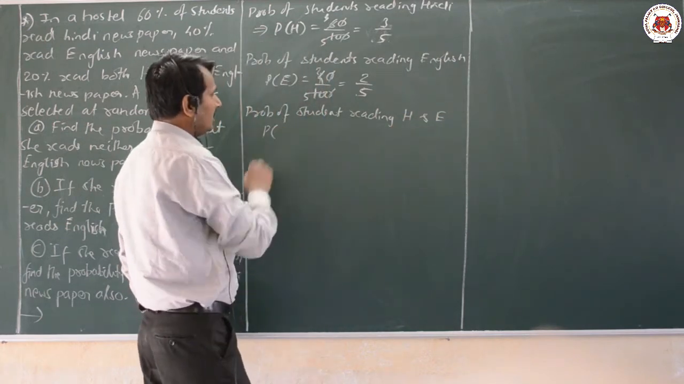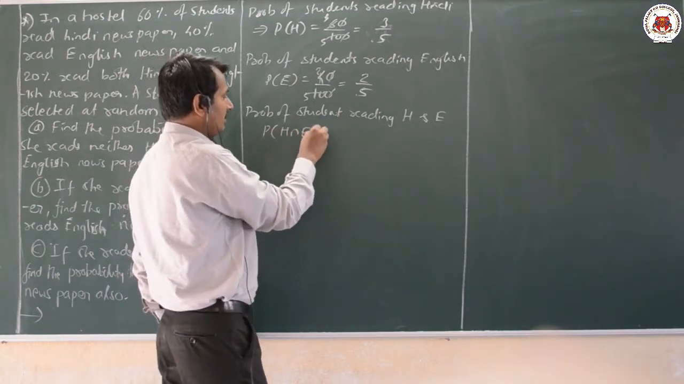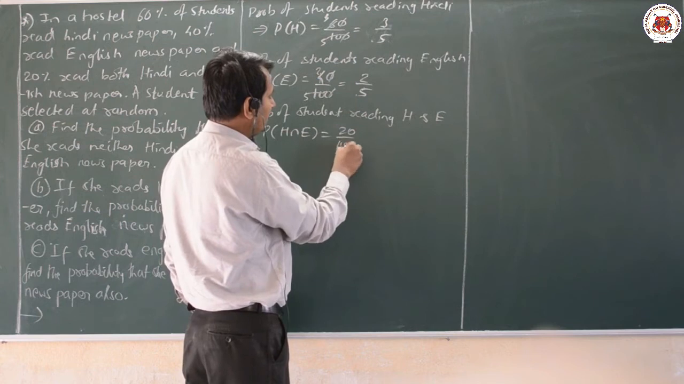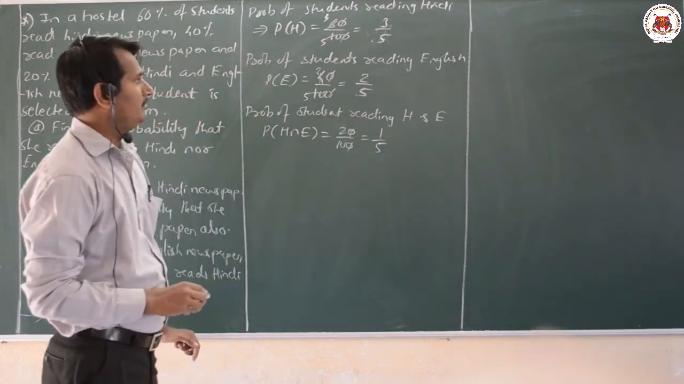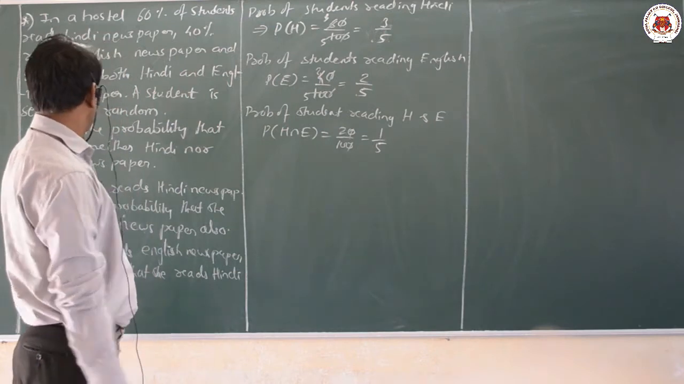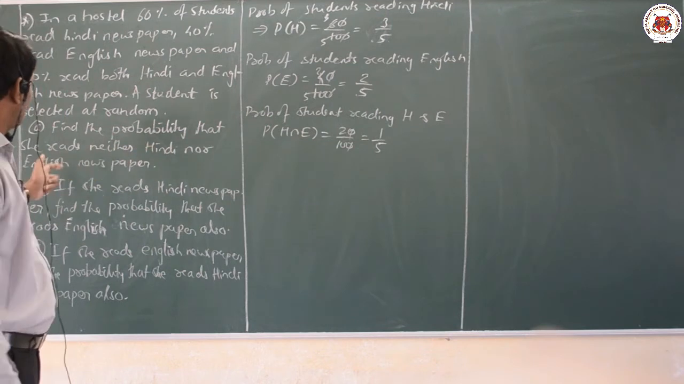H intersection E is nothing but 20 divided by 100, so the value is 1 by 5. This is all the basic data. Now let us start with the first one: find the probability that she reads neither Hindi nor English newspaper.